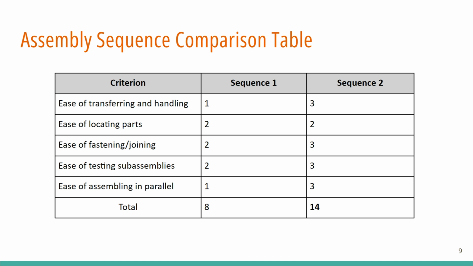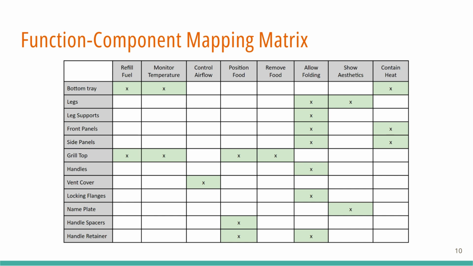From these two sequence options, we determined that sequence 2 is the better option due to its ease of transferring and handling, as well as assembling in parallel being much better than sequence 1. In addition, the fastening and joining and testing sub-assemblies was also better in sequence 2. We created a function component mapping matrix to be able to see what each part in the assembly was accomplishing. The most notable takeaway is that the position food, allow folding, and contain heat functions all have 3 or more corresponding components, with the allow folding function having the highest number at 7.